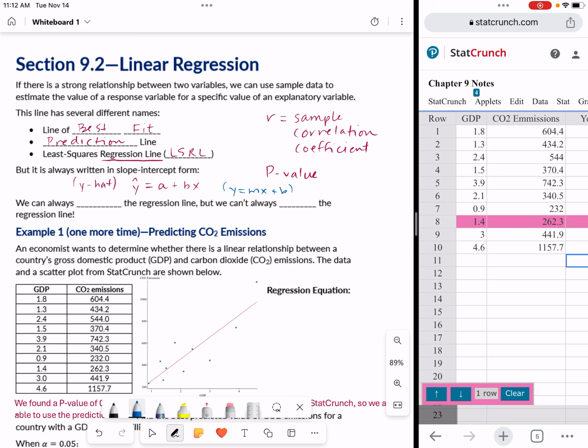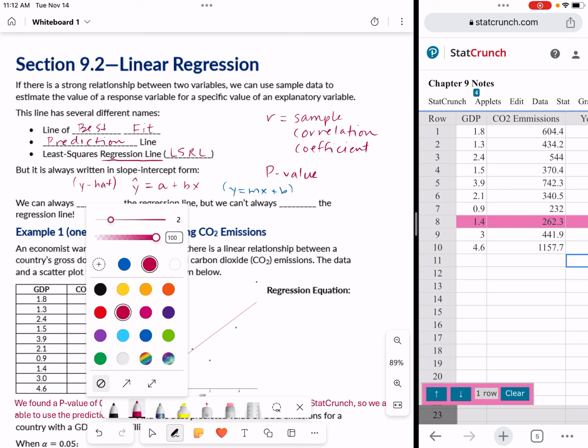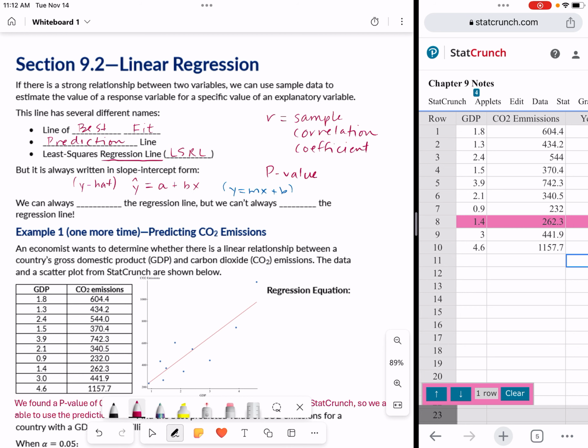So do be careful, especially if you're using your TI-84 calculator instead of StatCrunch. Make sure you choose the correct one and know what it means when it says A versus B. So as you can see here, the B times X, that's actually our slope times the variable. So B is not the same thing in these two different equations.